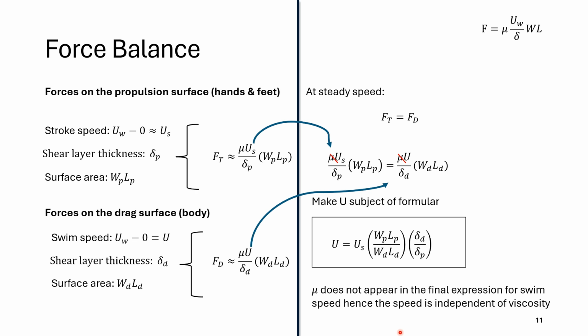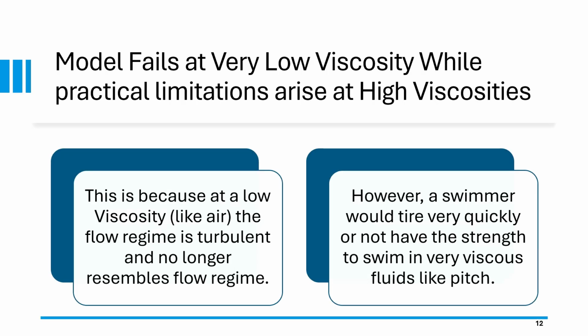Take another second and think about where this model might break down. So this model begins to fail at extremely low viscosities, while practical limitations also arise at very high viscosities, where most swimmers would tire very quickly and wouldn't have the strength to swim through extremely viscous fluids like pitch. And this is setting aside worries of stickiness of the fluid, pulling on your skin or hair, worrying about breathing. Versus with extremely low viscosities, like when walking through air, the flow regime of the fluid around you becomes way too turbulent for this laminar flow model. So this model breaks down.